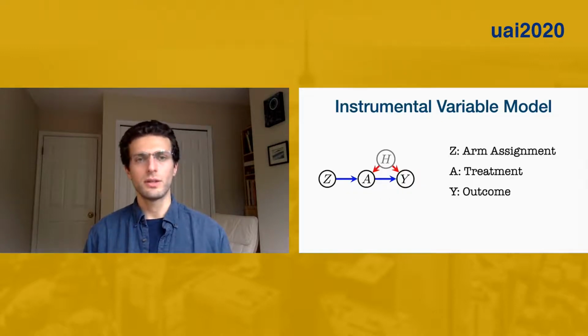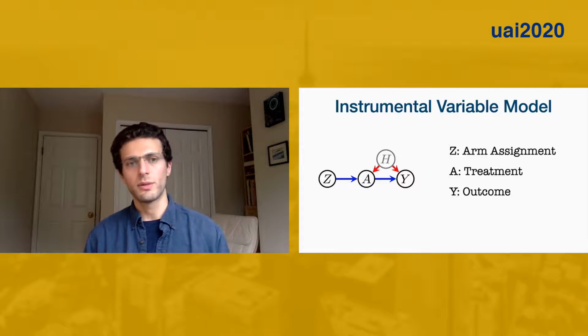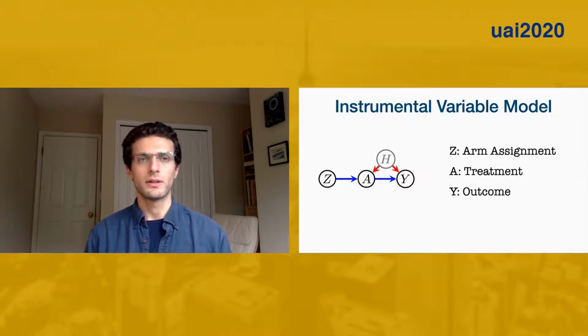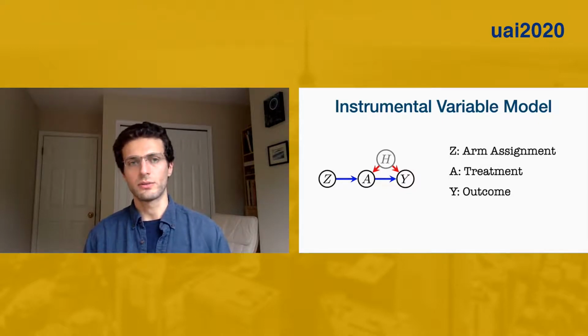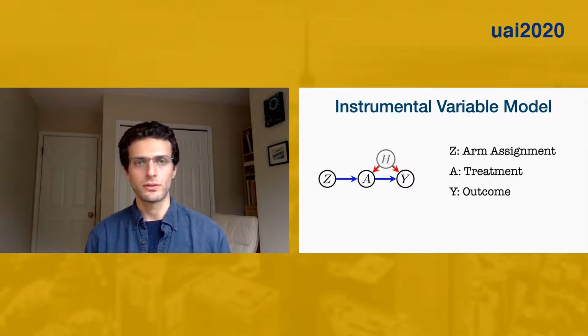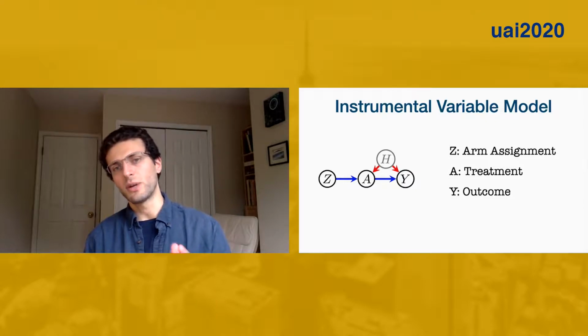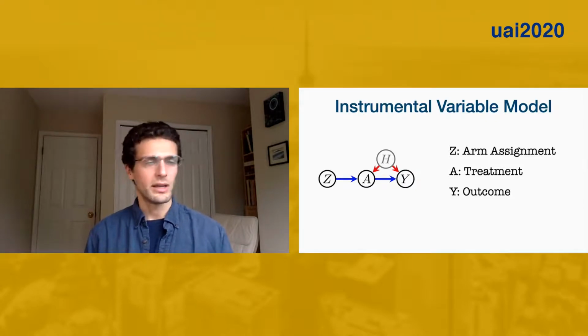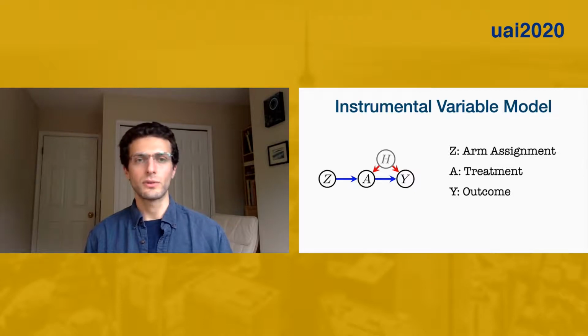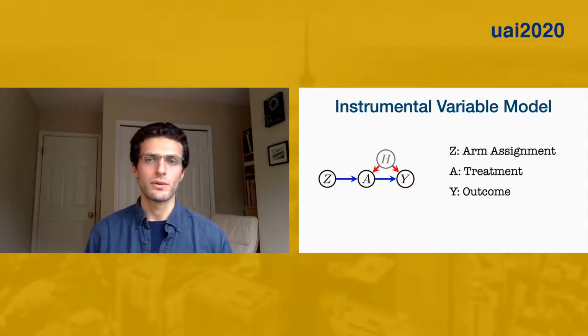So I'll introduce the idea behind our approach in the context of the instrumental variable model, which is one of the first models that bounds and inequality constraints were derived for. So we're going to use the classical setting of a clinical trial with non-compliance. Z represents the trial arm assignment, A represents the treatment actually taken, and Y represents outcome. And A and Y are confounded because an individual's choice about which treatment to take may be influenced by latent personality traits that also affect outcome through other means.